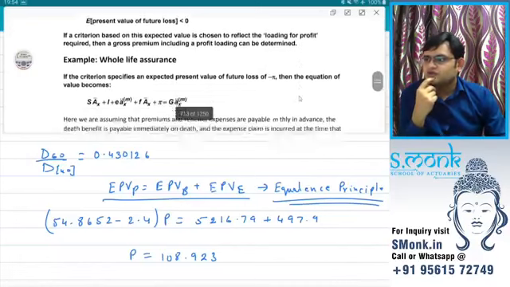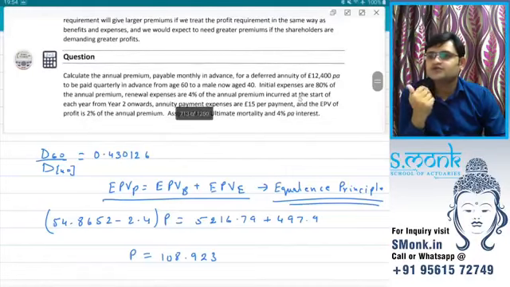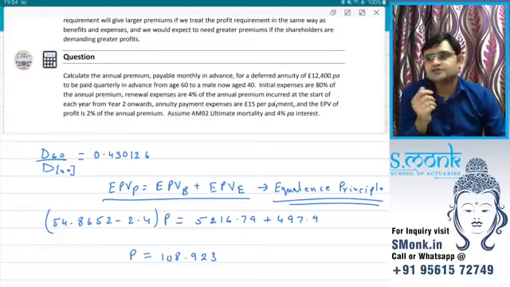Now these kinds of equations are supposed to be made with probabilities, so with present values. So you can see, calculate the annual premium payable monthly in advance for a deferred annuity. We have a deferred annuity of 12,400 per annum to be paid quarterly in advance from age 60 to a male now aged 40. So after 60 the annuity starts, for whole life. Initial expenses are 80% of the whatever, so expenses and everything.